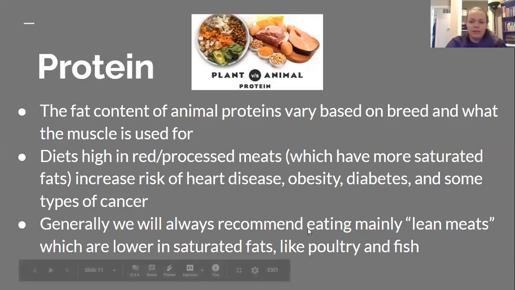The reason we talk about lean meats is because the non-lean meats, or the really fatty type of animal proteins, are going to be high in saturated fat, the bad fat, and it's going to increase your risk of not only heart disease, but also obesity, diabetes, and even some types of cancer. So we will always recommend that you try to eat mainly lean meats when you choose an animal protein. Poultry or fish are good examples of lean meats.